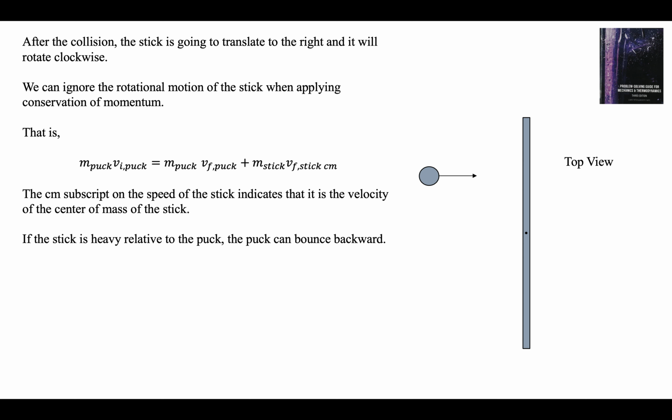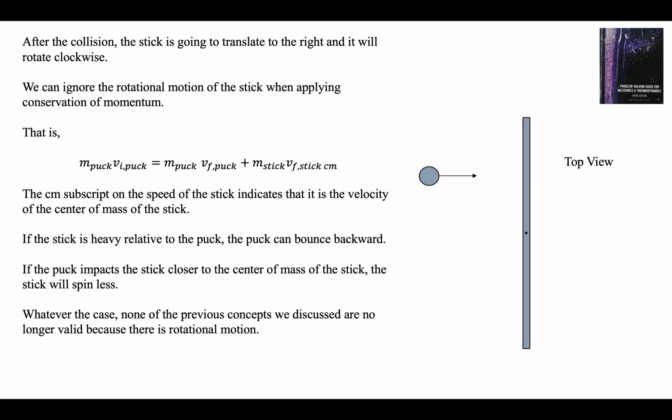If the stick is heavy relative to the puck, the puck can bounce backwards. We can imagine the puck bouncing backwards. If the stick is light relative to the puck, the puck is going to keep going straight. If the puck impacts the stick closer to the center of mass, it's going to spin less. Further away from the center of mass, it's going to spin more. We're going to investigate all of this in the next chapter. I'm just mentioning it here to emphasize that rotational motion doesn't take the place of translational motion.